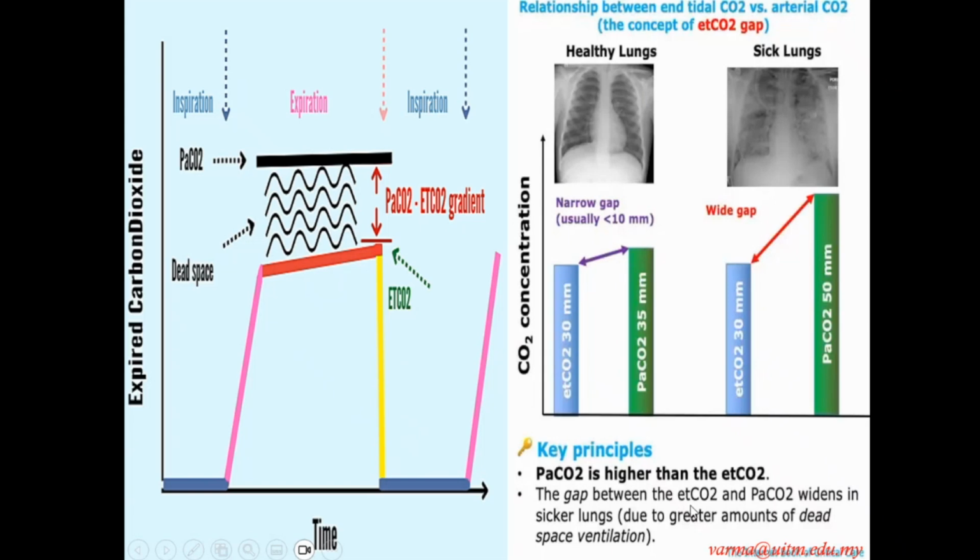The gap between EtCO2 and PaCO2 widens in a sicker lung due to greater amounts of dead space ventilation. Dead space ventilation means ventilation is good, perfusion is low, thus the VQ ratio is high. A high VQ ratio is not good, and a low VQ ratio is also not good. A higher VQ ratio points towards dead space ventilation, while a lower VQ ratio goes towards shunt perfusion.